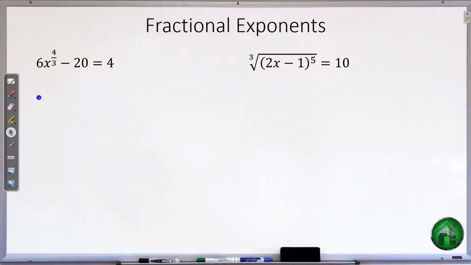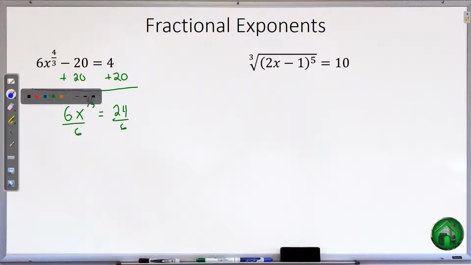So here we've got two examples. Again, we're going to start out almost the same way as always. Get rid of the stuff on the outside. So we're going to add 20 and then divide by the 6. So I'm hoping that part isn't too new here. We get 24 is equal to 6x to the 4/3. Divide by the 6. And now we're finally going to do something new. 24 divided by 6 is 4.